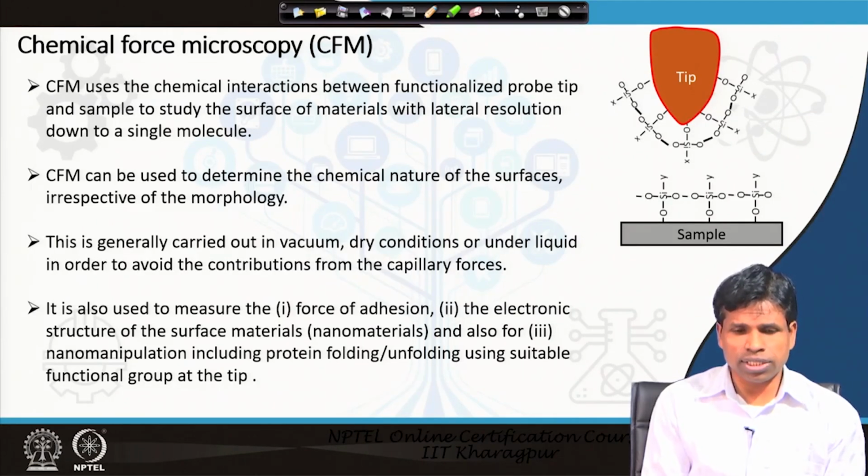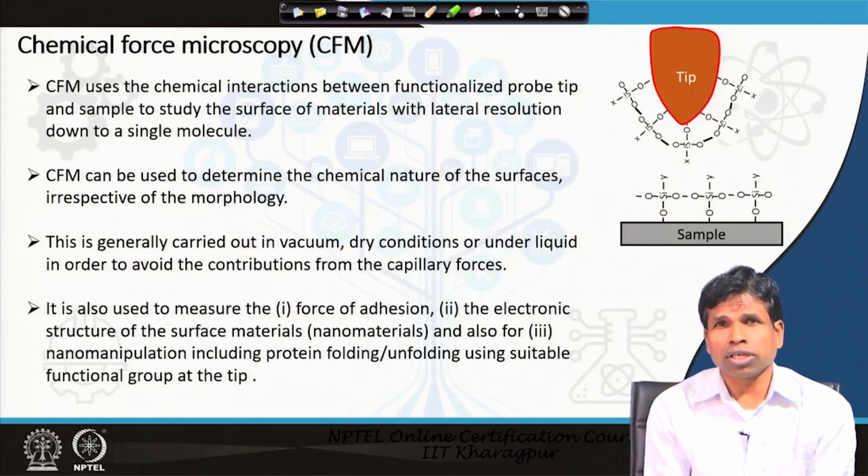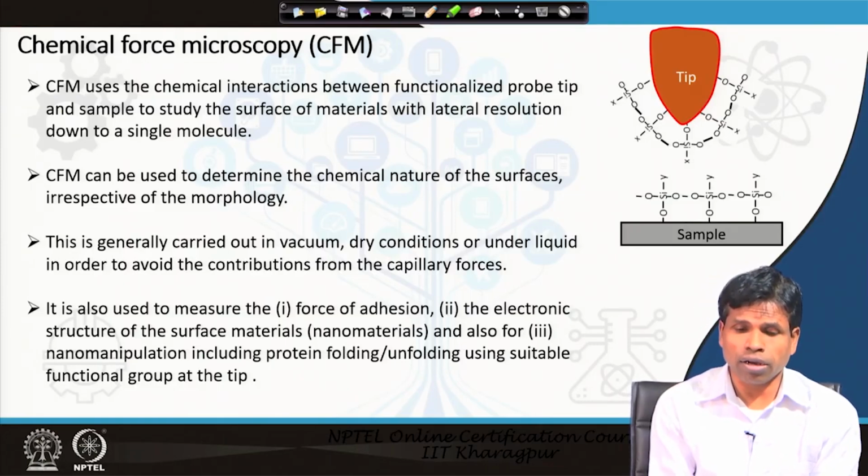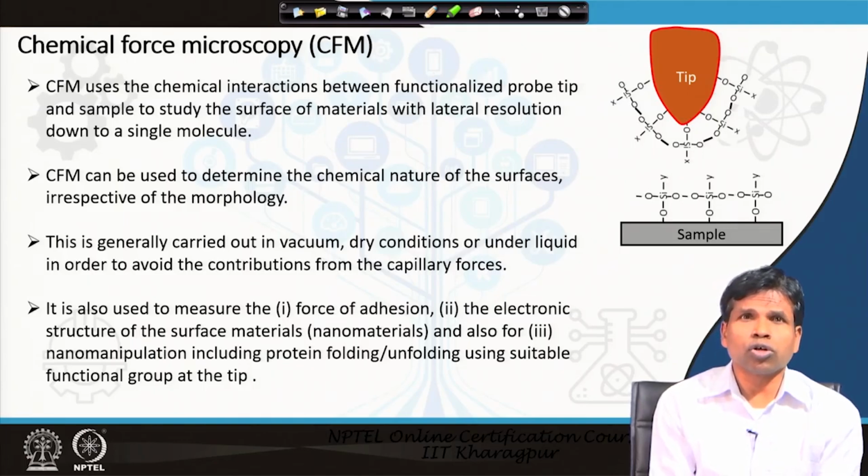One of the important things is that chemical force microscopy should be carried out either in vacuum, in dry condition, or under liquids, in order to avoid the contribution of the capillary force, because capillary force can override the chemical force and thereby not provide the correct adhesion measurements or chemical force measurement.